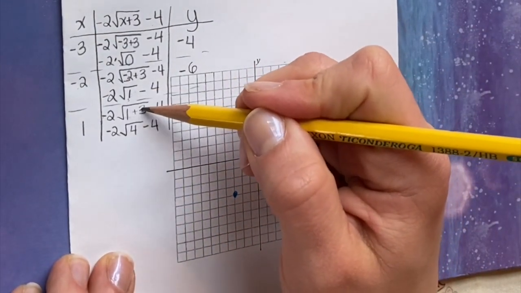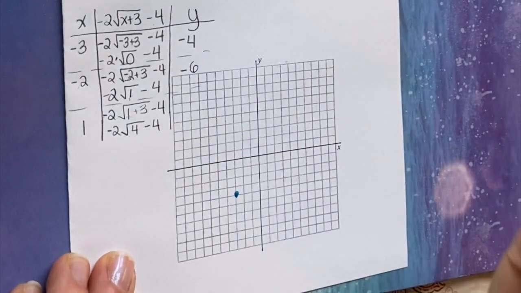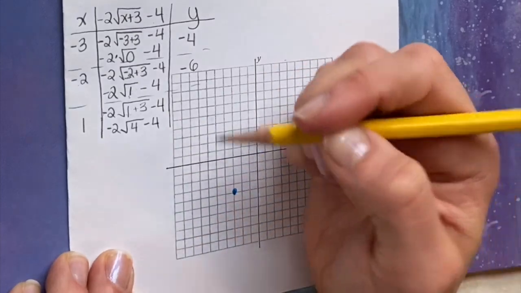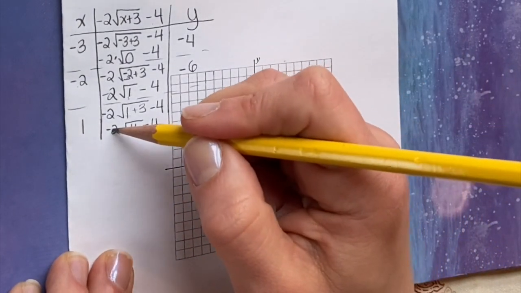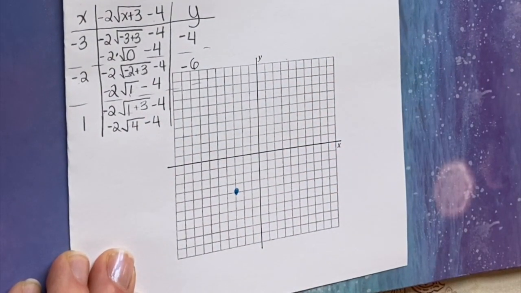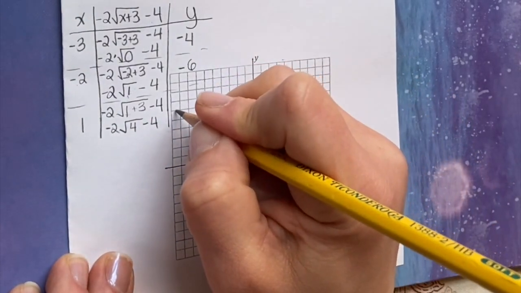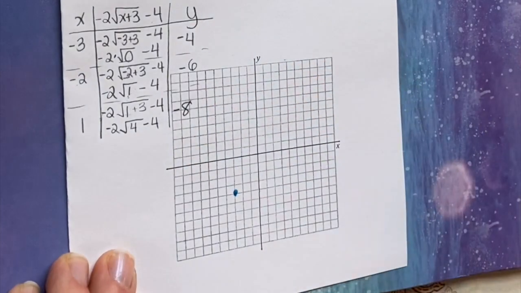Okay, again, so 1 plus 3 gives us 4. 4 is a perfect square. That's what we want. Square root of 4 is 2. 2 times negative 2 is negative 4. Negative 4 minus 4 is negative 8.